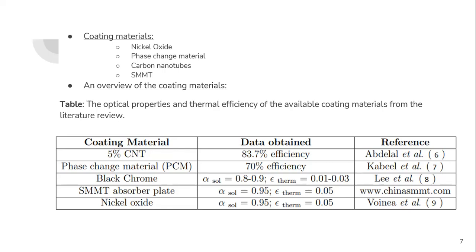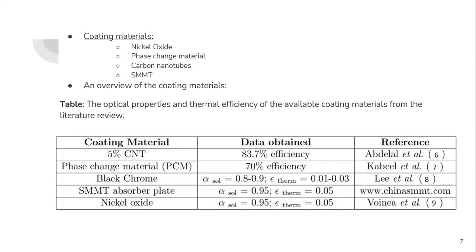And the phase change material is also a prospective material, but its efficiency is quite low according to Kabil. It says it's 70% efficient. That's why we escaped it also. The third one is very common, black chrome. From the earlier inventions of absorber plates, black chrome is popularly used, but the problem is its absorptivity and emissivity is quite low compared to others. That's why we escaped it also.